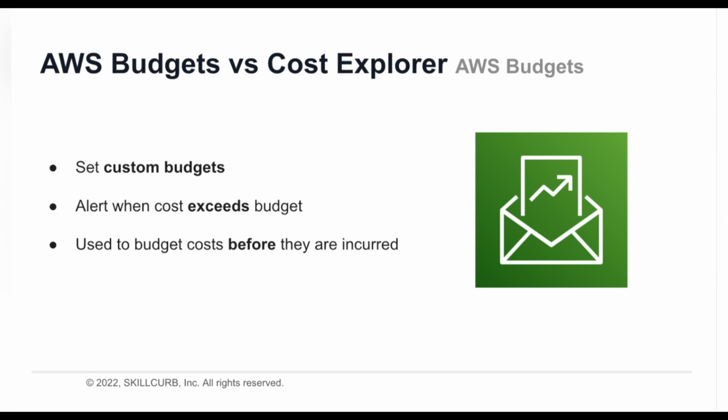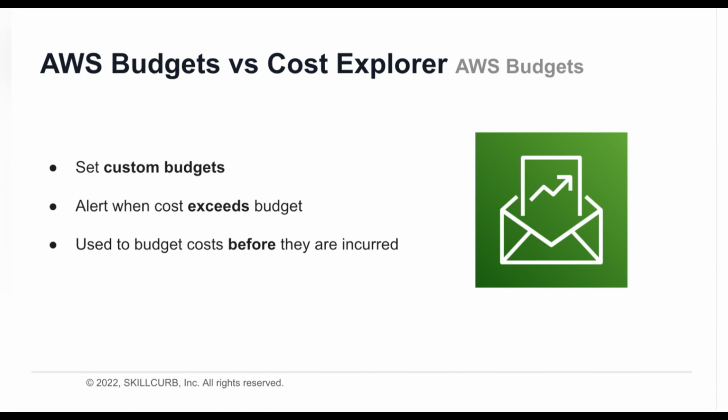AWS Budgets allow you to set custom budgets to track your cost and usage from the simplest to the most complex use cases. With AWS Budgets, you can choose to be alerted by email or SMS notification when actual or forecasted cost and usage exceed your budget threshold.